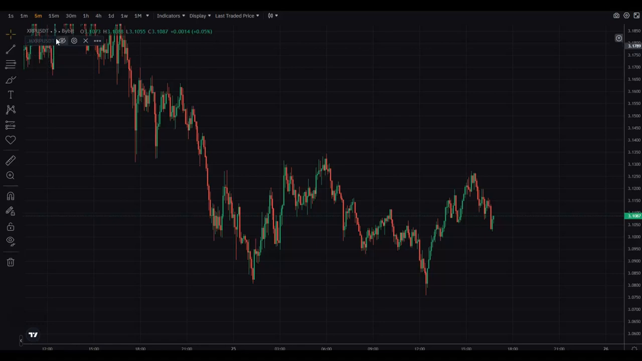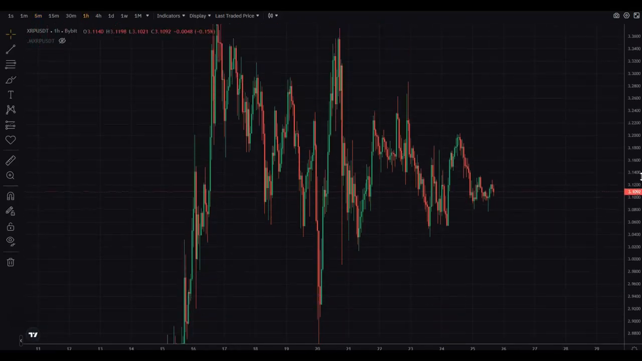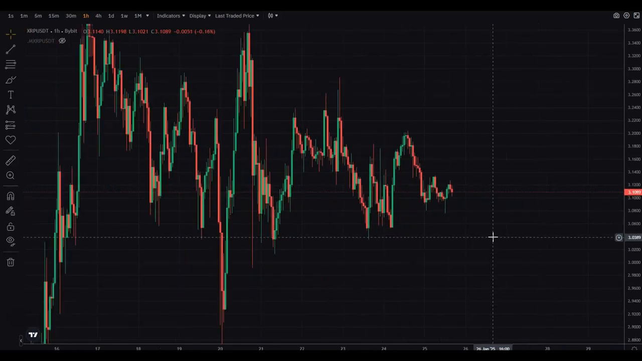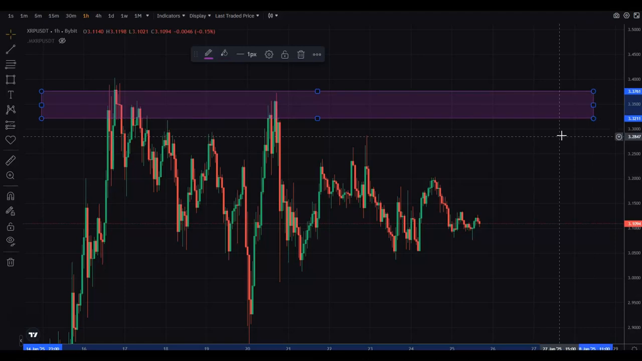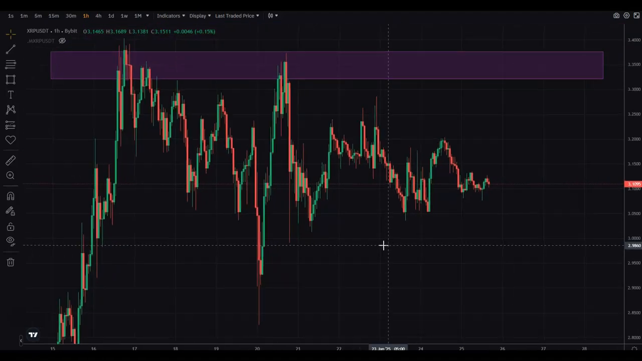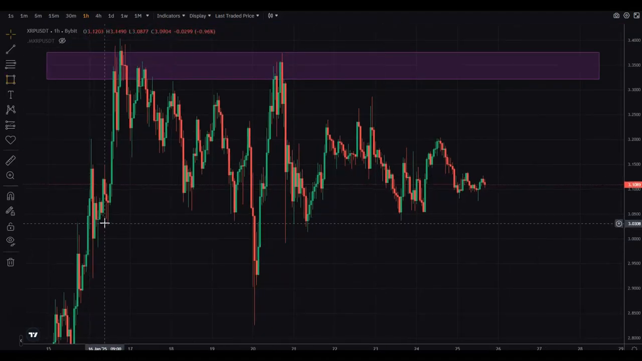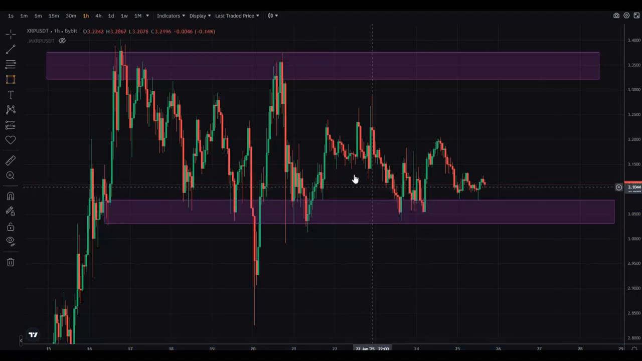It's an XRP chart, but as I said before, it doesn't matter if it's crypto, forex, or stocks, futures, whatever. The concept is still the same. So once again, we go to the higher time frame, zoom in a little bit. You can clearly see the clear resistance zone where there is a lot of selling pressure, and we can also clearly see the support zone where a lot of buying pressure is seen.